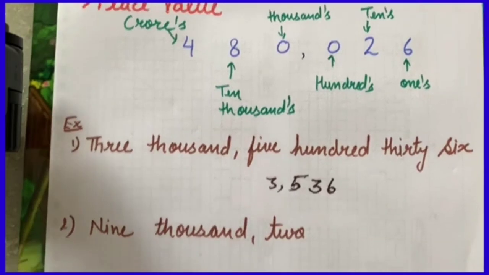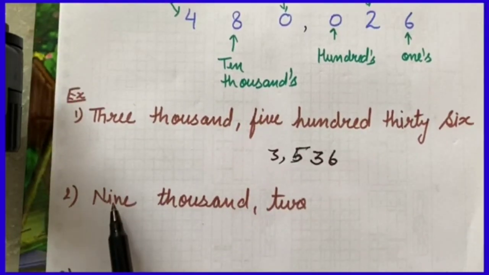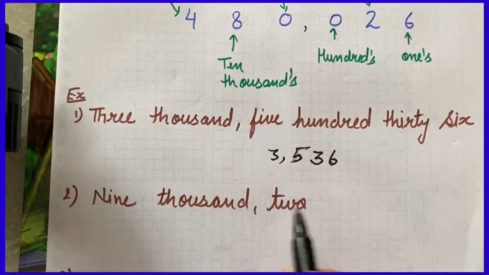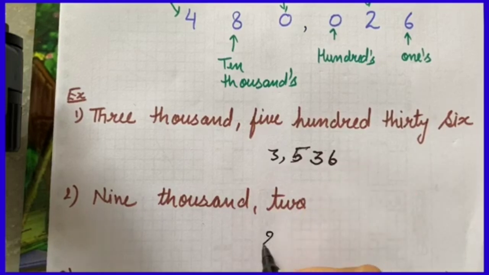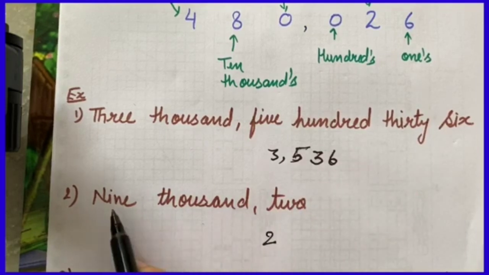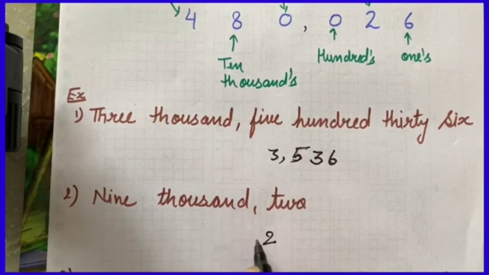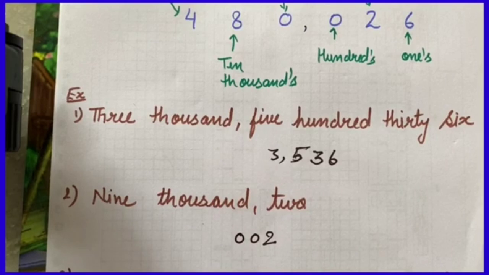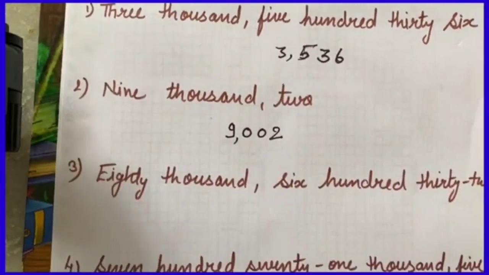Let's take another example. It's given 9,002. So again we will start from the rightmost corner. 2 will come at the ones place. So 2. Now what is given? 9,000. That means there is 0 at the tens place and 0 at the hundreds place. Okay. And how many thousands here? 9,000. So we'll write 9 at the thousands place. Fine.